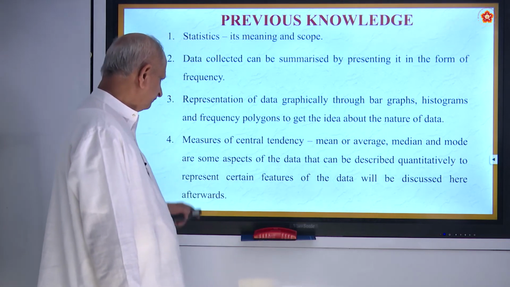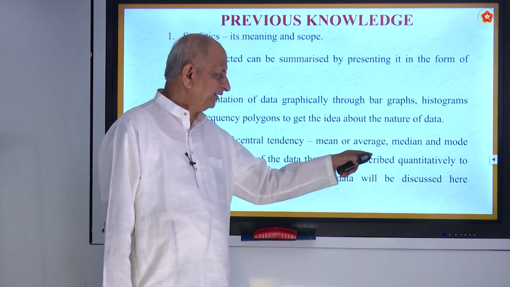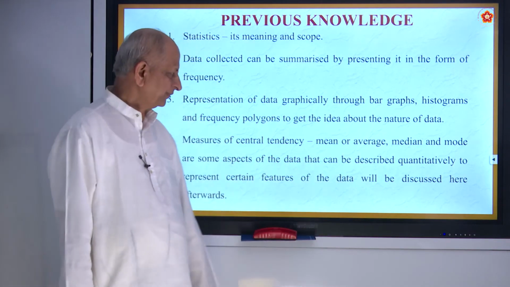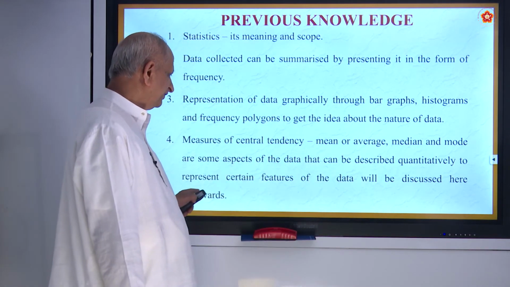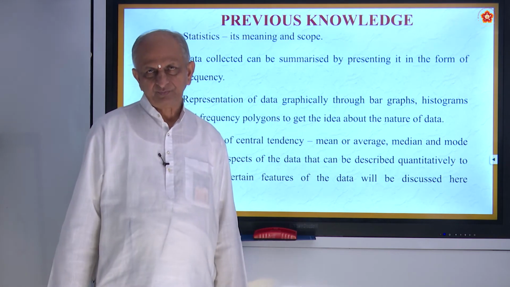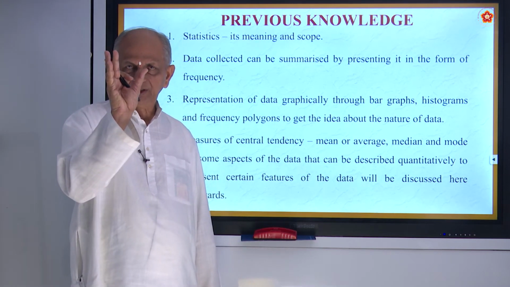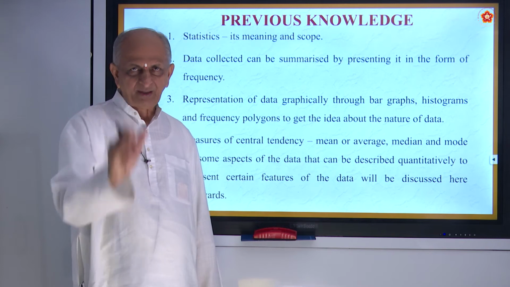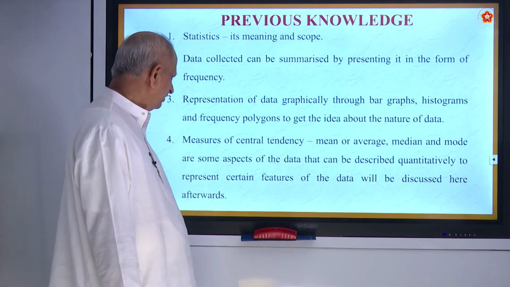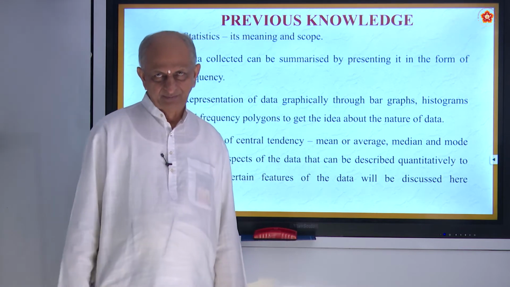So, what do they do? Some of the aspects of the data that can be described quantitatively to represent certain features of the data will be discussed. So, this is in concern with the central measures. That's why it's called measures of central tendency. Now, let us see one by one.